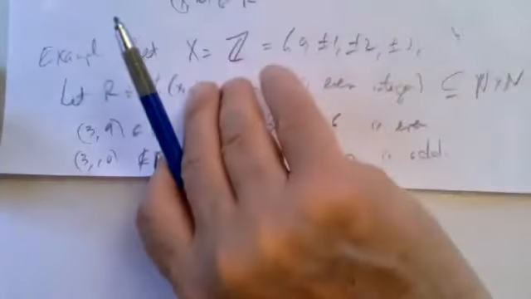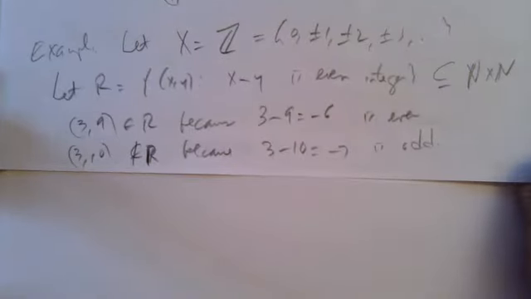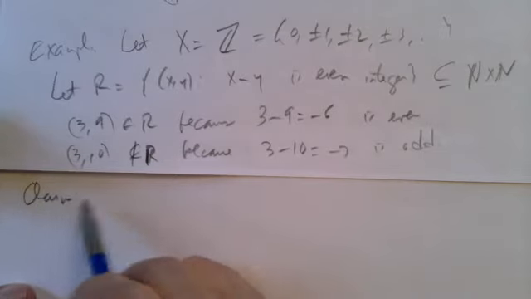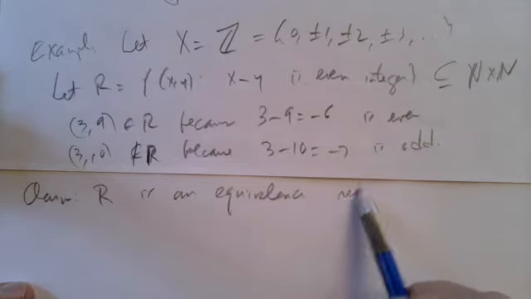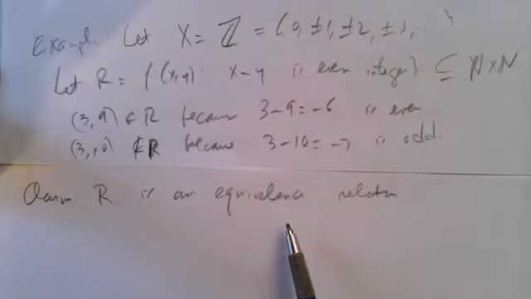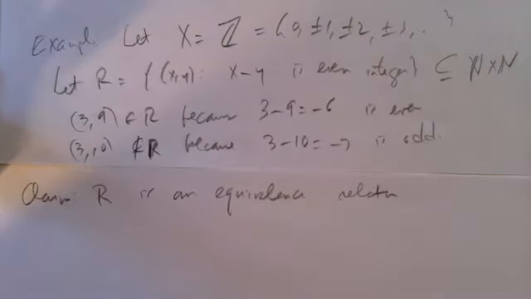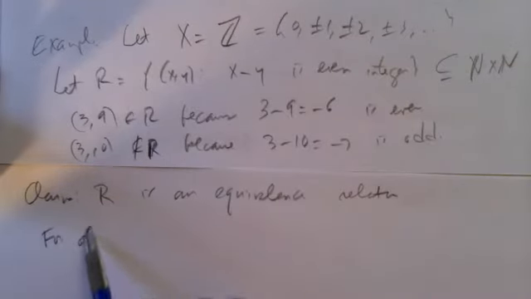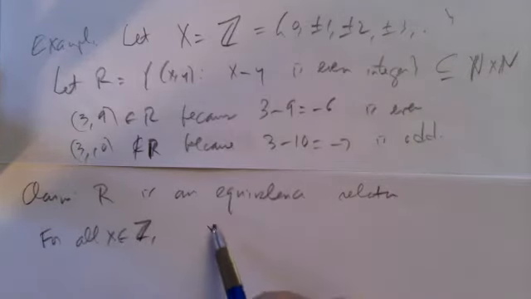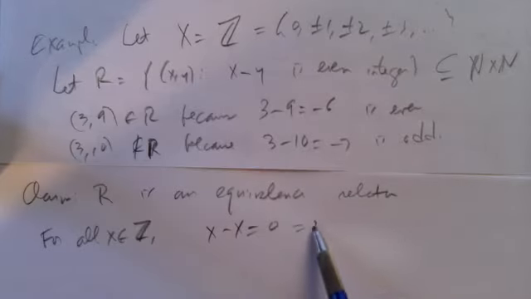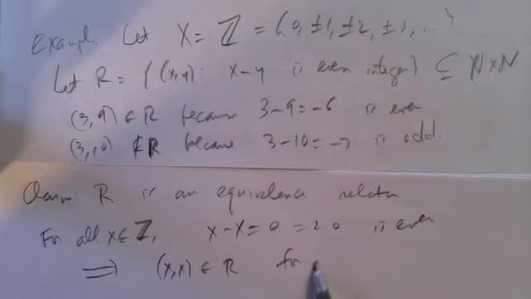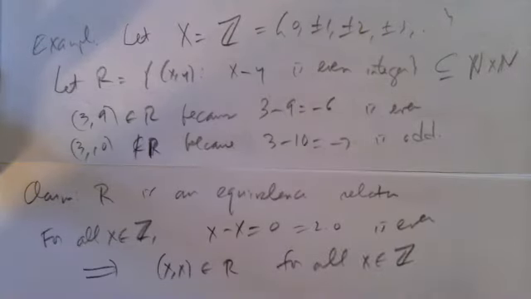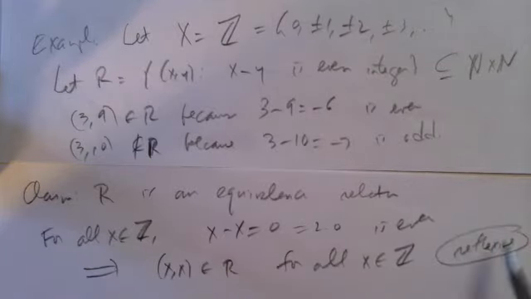I claim this relation R is an equivalence relation. So I need to prove that this relation has the properties of being reflexive, symmetric, and transitive. So for all integers x, x minus x is zero. Zero is even. It's 2 times 0. So the pair x comma x is in R for all integers x. So this relation is reflexive.